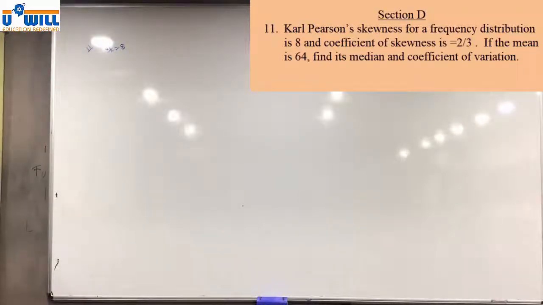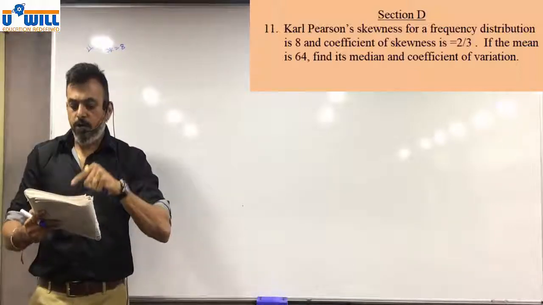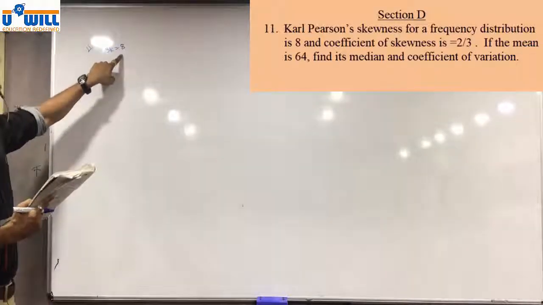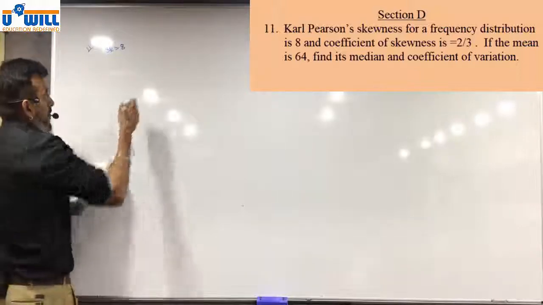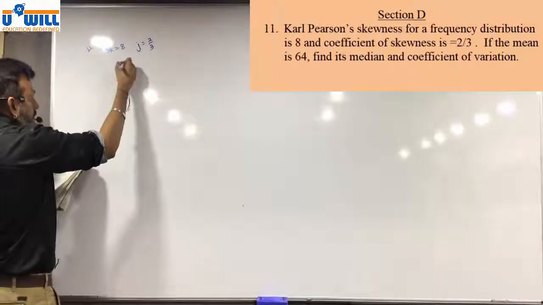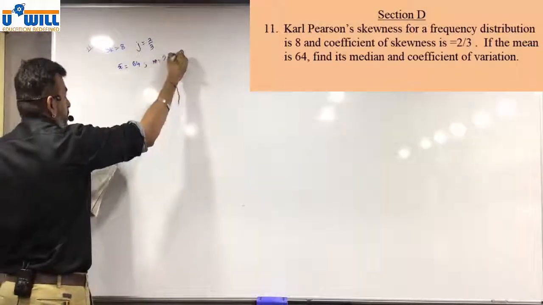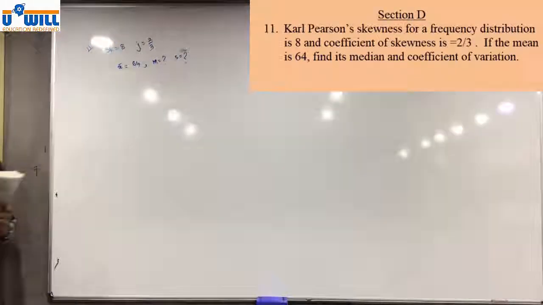J cannot be more than 1. This is skewness. Read if you have not read it before. Karl Pearson's skewness for frequency distribution is 8. So skewness is equal to 8. And coefficient of skewness, J is equal to 2 by 3. If mean x bar is equal to 64, we have to find the median. We have to find the standard deviation, and then we find coefficient of variation.